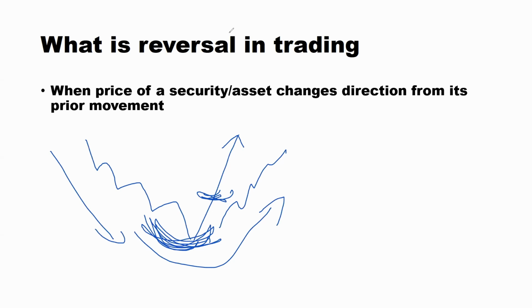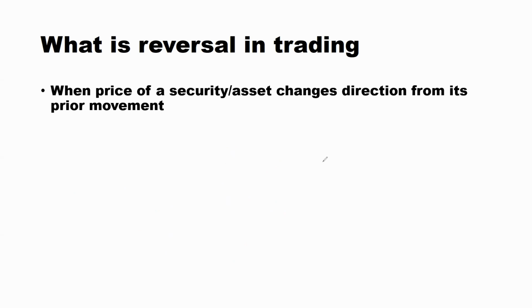So that's simply the definition of reversal in trading: when the price of a security or an asset is changing direction from its prior movement. If it was moving up, it's changing direction from up to down. If it was moving down, it's changing direction from down to up, right?